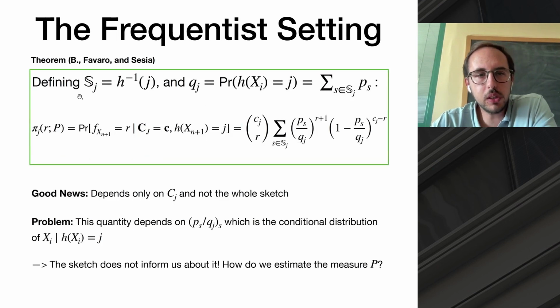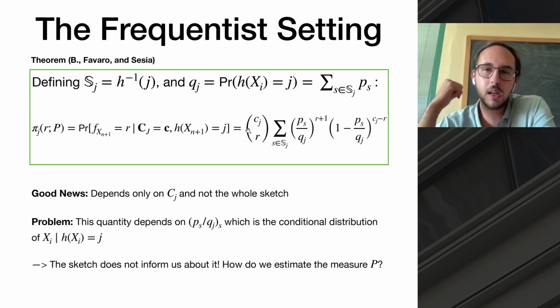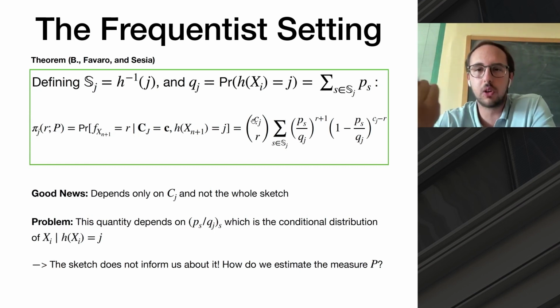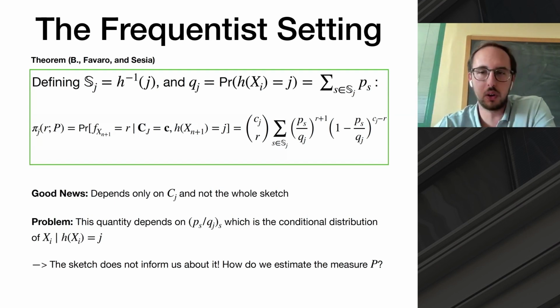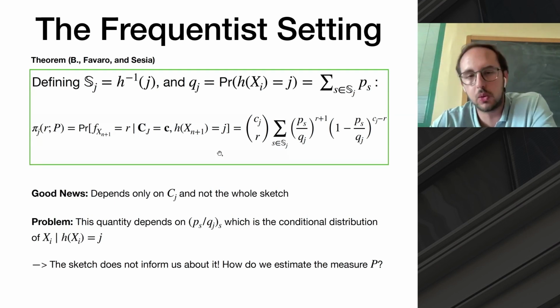And what is interesting is that in this result, we have an explicit characterization of this quantity, which, unlike in the Bayesian non-parametric case, depends only on one single bucket of the sketch. So it doesn't depend on the whole sketch, just on one bucket. So these are good news.